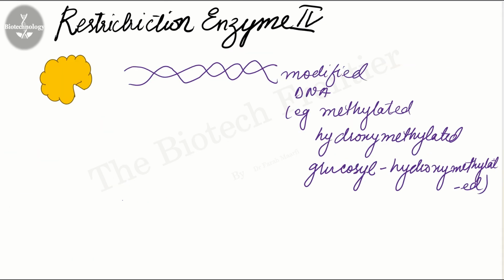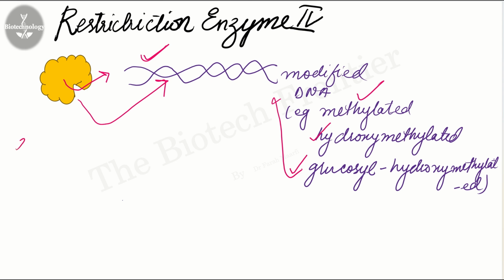The last one is the restriction enzyme type 4. This type of restriction enzyme recognizes modified DNA. Modification might be due to methylation, that is, it might be methylated, or such types of DNA might be hydroxymethylated, or they might be glycosyl hydroxymethylated. Any type of modified DNA can be treated by using the restriction enzyme type 4.